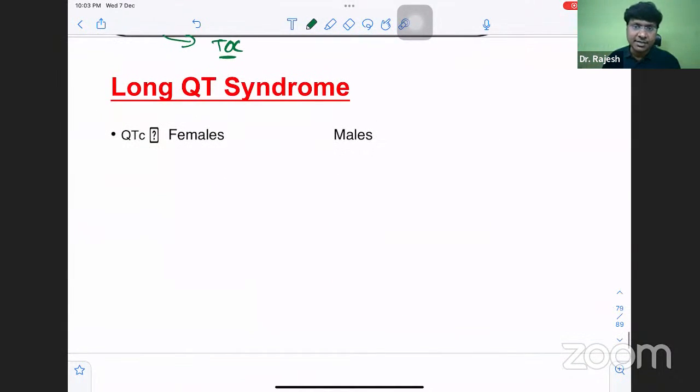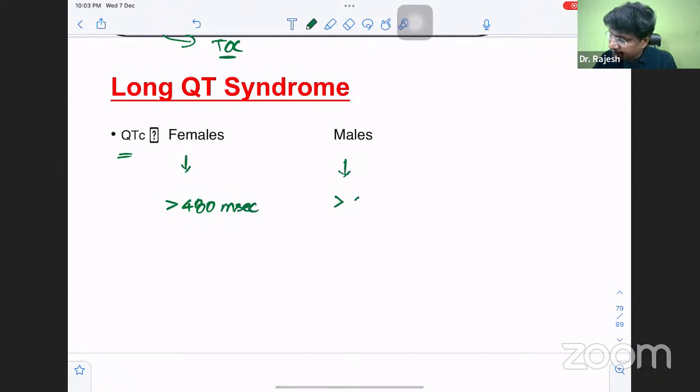The other important condition, structurally normal heart, where you can have sudden cardiac death due to VT or VF, is long QT syndrome. When do you call it long QT syndrome? Corrected QT interval in females, if it is more than 480 milliseconds, and in males, if the corrected QT interval is more than 470 milliseconds, then we call it long QT syndrome. The diagnosis is by ECG only.